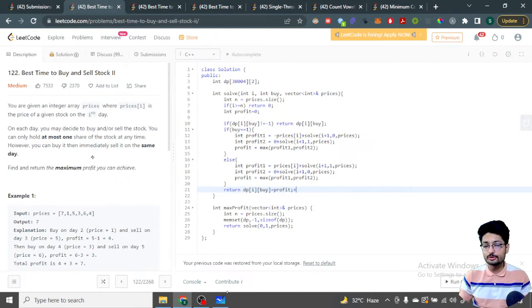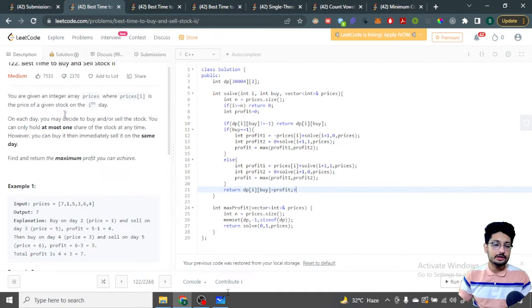So the problem statement for the second problem goes like this: you are given an integer array prices where prices[i] is the price of the given stock on the ith day, as you can see in the input. Now on each day you may decide to buy or sell the stock. You can hold at most one share of stock at any given moment. However, you can buy and immediately sell it on the same day as well. Return the maximum profit you can achieve.